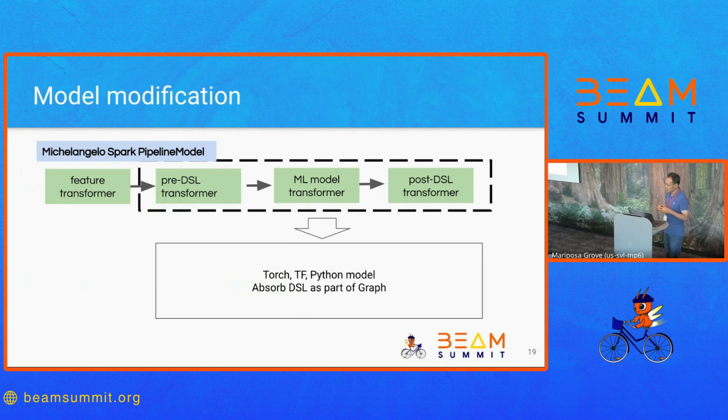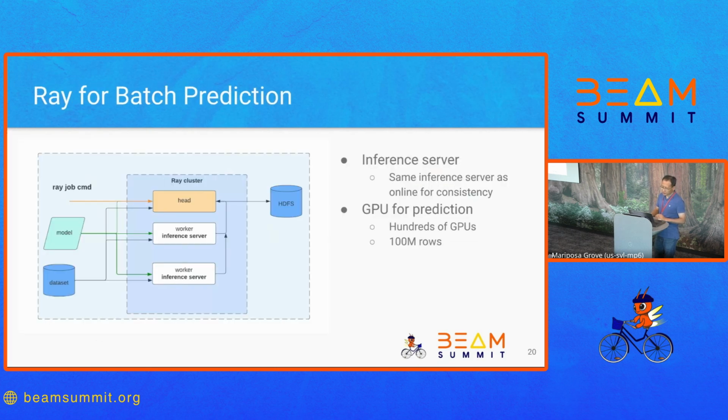Another benefit is you can put it into a single graph and put the workload on GPU, so you can potentially enhance your performance. So this way, basically, the Spark pipeline model breaks into a more Python-native type of model, so it can align with the open source world and be easy to use.